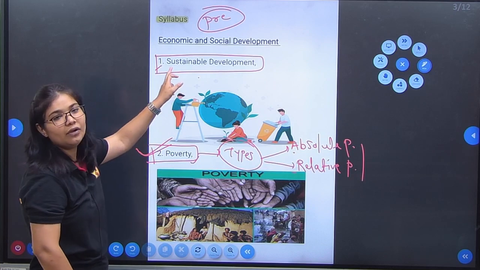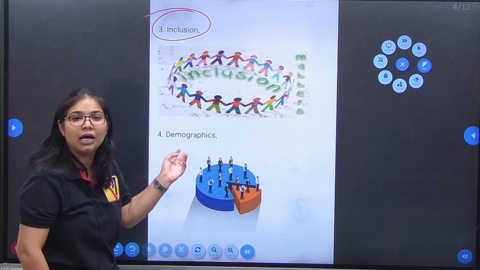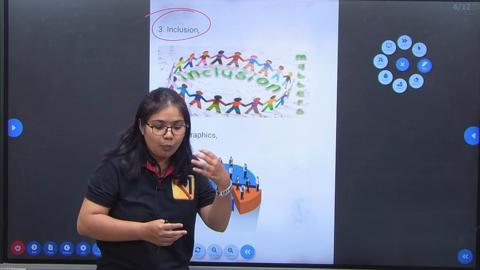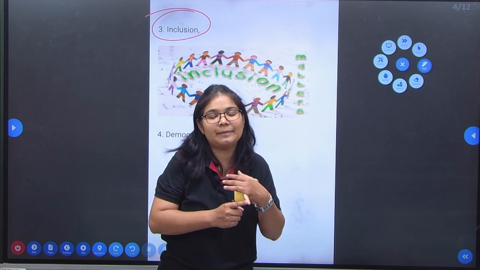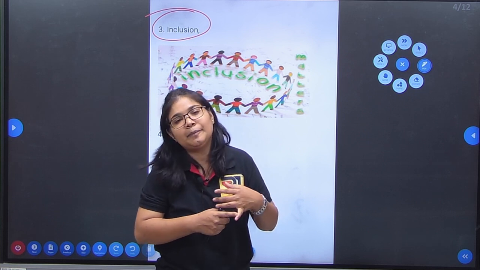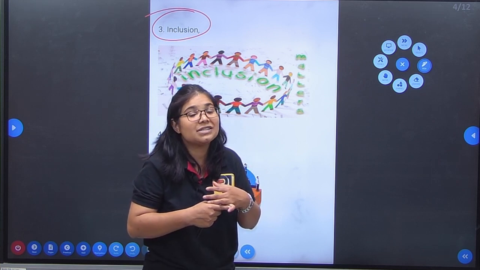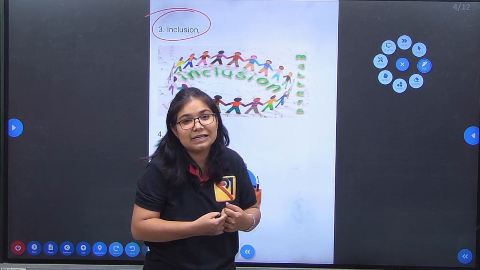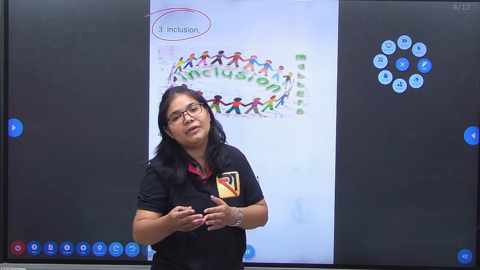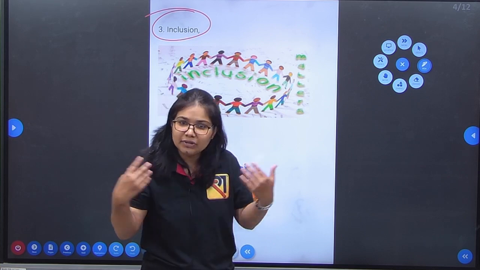This topic is linked with the first topic, sustainable development, which leads to inclusion, and inclusion leads to sustainable development. How? For example, one person has accessibility to the bank, that person has accessibility to a good educational institution, that particular person has accessibility to the health infrastructure. Okay. The development of that person is inclusive development. If this is happening with one person, the same can happen with another person, with a third person, with the whole of Maharashtra, with the whole of India.